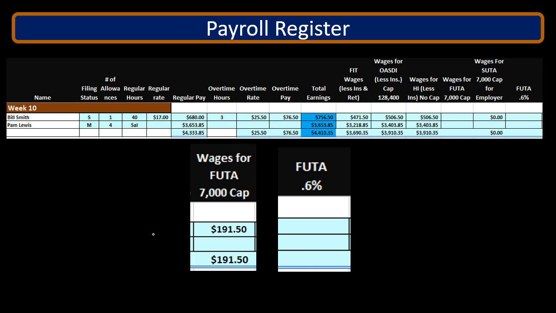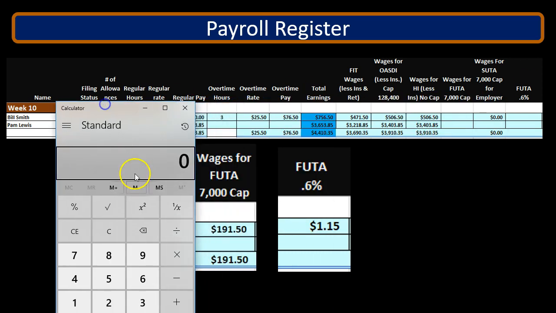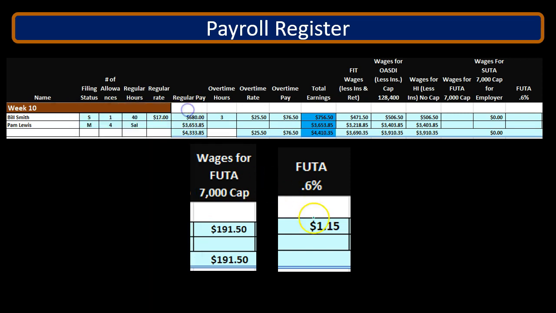The FUTA tax then will be 191.5 times 0.006. Now remember, 0.006 is going to be quite low. We've got 191.5 times 0.006, or 0.6%. Move the decimal 2 places to the left. So that gives us about 1.15. And that's going to be the total, 1.15.